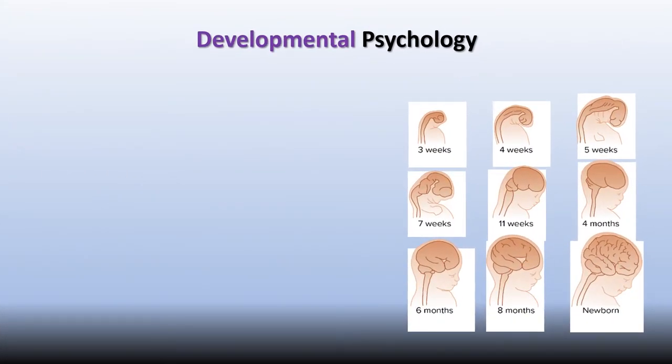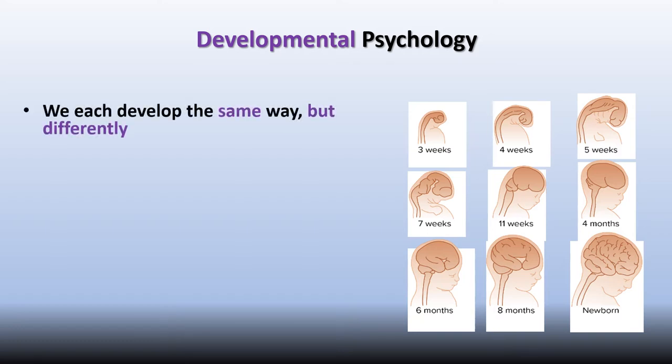So, at a certain level, developmental psychology is really looking at psychology and how it's influenced by age, how we develop, right? How we evolve would be how we change over generations. How we develop is how we change within one lifespan. Developmental psychology teaches that we all develop in relatively the same way but differently.